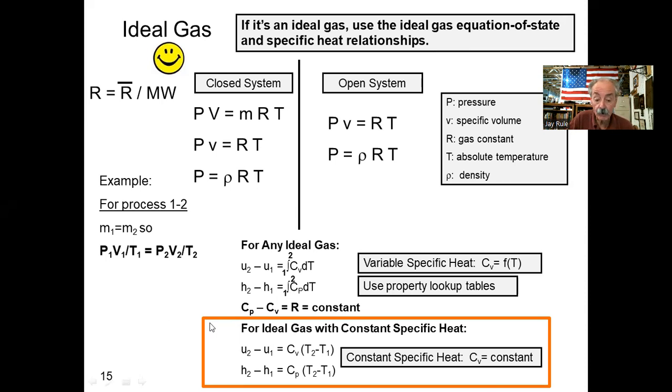Now, what you're praying for on a test is an ideal gas, and the instructor says, consider the ideal gas to have a constant specific heat. So in that case, the integrals become easy for ideal gases with constant specific heat. Delta u is simply Cv times delta T, and delta h is Cp times delta T. Very powerful. So you're praying for your instructor on the test to say, consider air to be an ideal gas with constant specific heat. That's what you want to read.